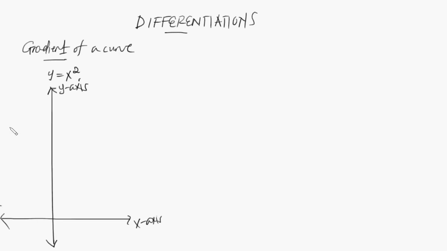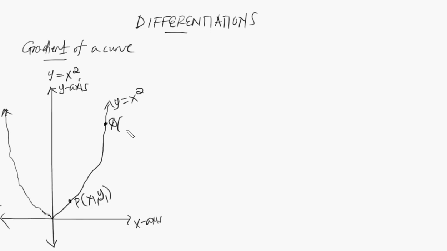Mtaikumbuka from form 2 kwenye quadratic equations. It just looks like this. It's a curve. This one is a graph of y equals to x squared. Sasa tuseme tuna point mbili hapa. Point ya kwanza iko hapa, inaitwa point P, ambapo coordinate zake ni x1, y1, na point ya pili iko somewhere hapa, inaitwa point Q, ambapo coordinate zake ni x2, y2.